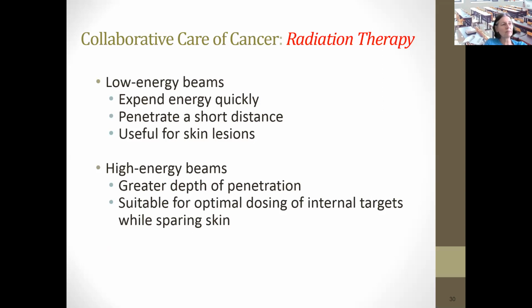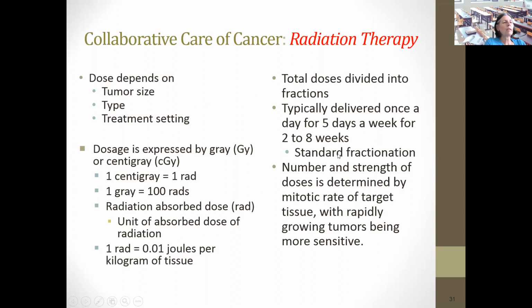Both types can. So for radiation, the dose is going to depend on the size, the type, and the setting you're in. The type of device the doctors use to deliver the radiation can have a lot to do with it. The total radiation dose is divided into fractions, and usually they get 5 days of radiation, a day or two off, then 5 more days of radiation for up to 8 weeks. Sometimes it's 30 days, sometimes 60 days. 60 days would be 8 weeks.